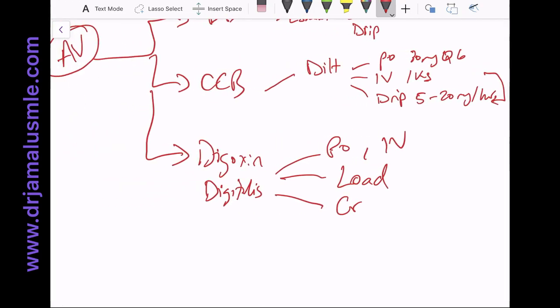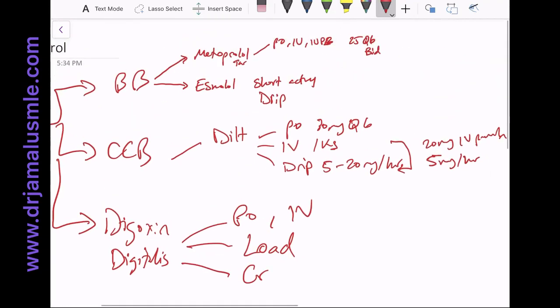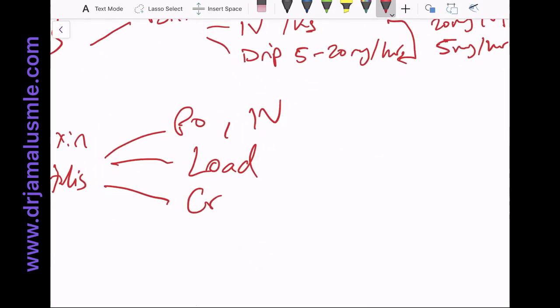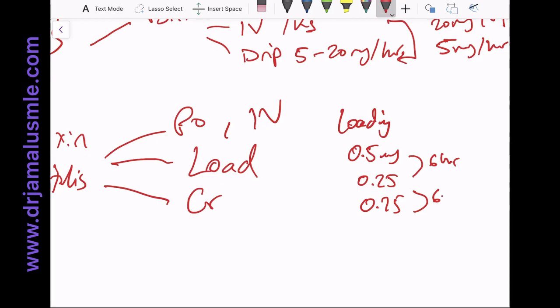Physicians may not use this as commonly as it was done in the 80s and in the 90s, just because people tend to use beta blockers and calcium channel blockers more. But sometimes you might end up using Digoxin. For the loading dose, they usually do 0.5 milligrams, followed by 0.25 milligrams, followed by another 0.25 milligrams, each 6 hours apart. So 0.5 now, 0.25 in 6 hours from the first dose, and another 0.25 milligrams in 6 hours from the last dose. So over 24 hours, you have 1 milligram.